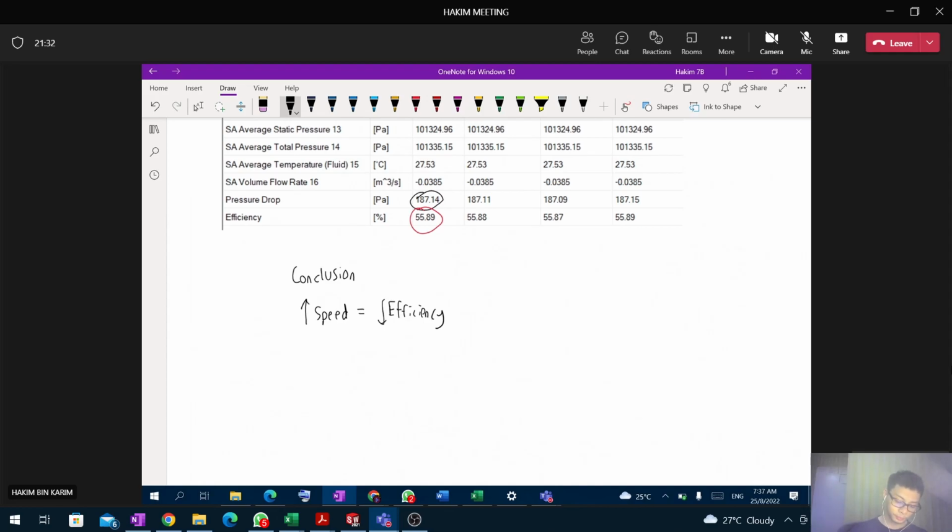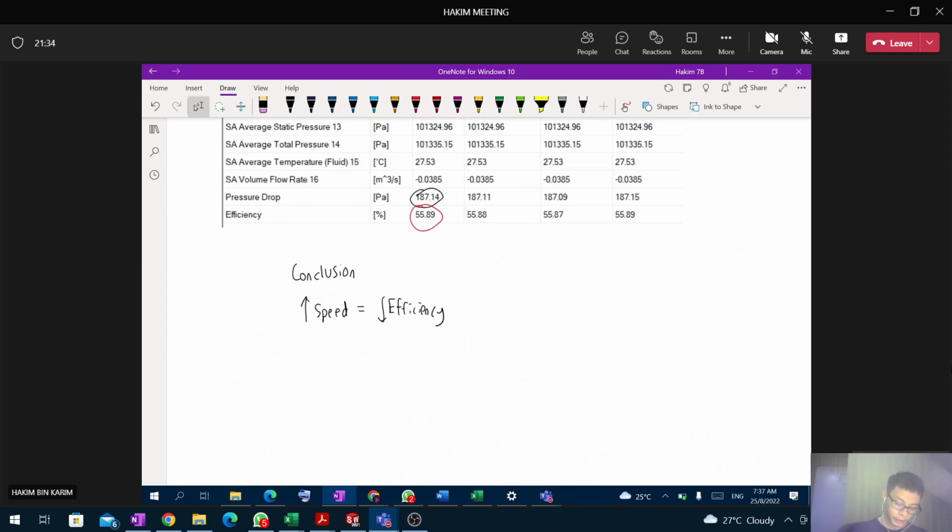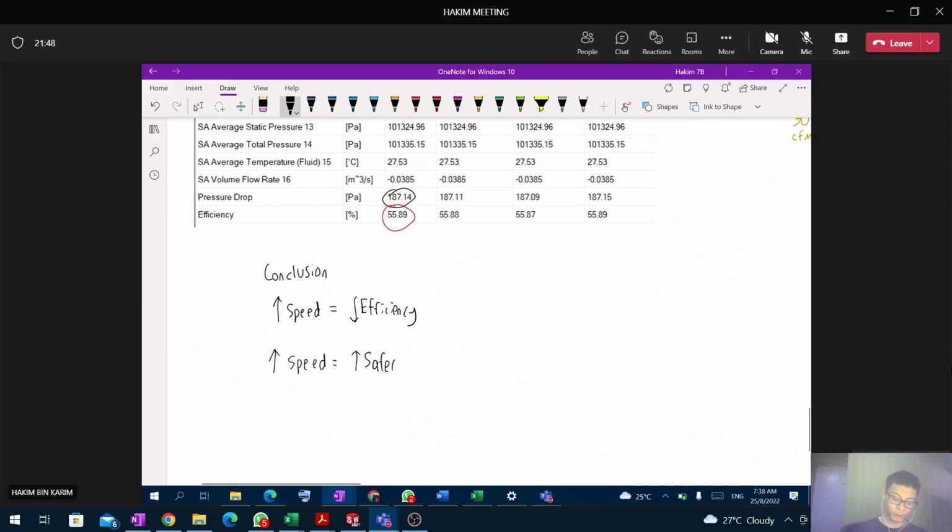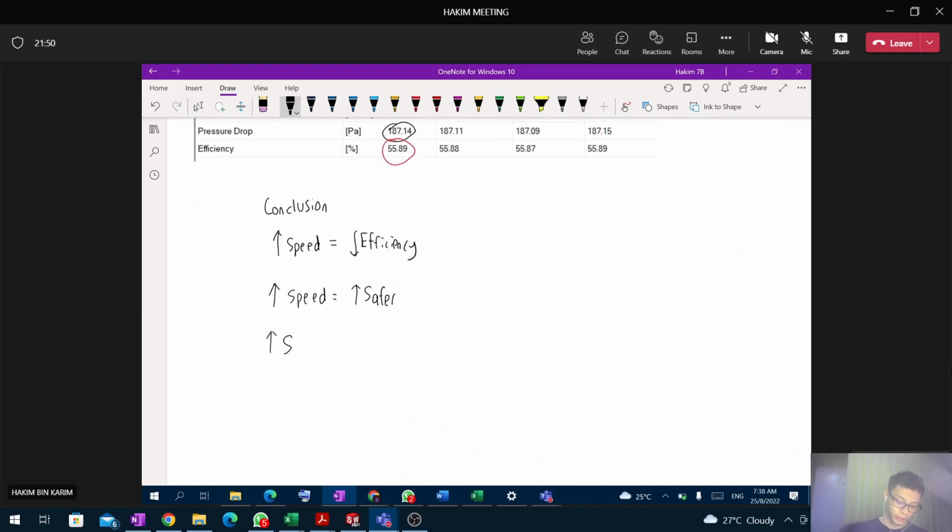And also, the higher the fan speed, the safer the design is. But we should also take note that the higher the fan speed, the higher the power consumption. Okay, why do I say that? When we have higher fan speed, it means it's safer.